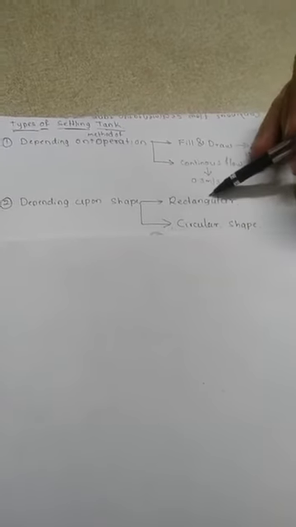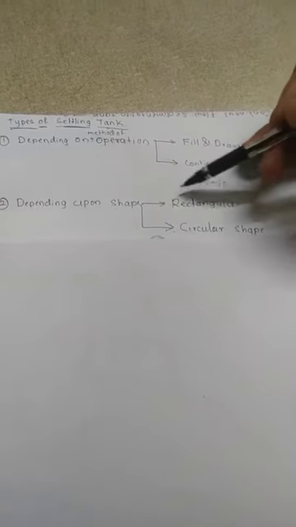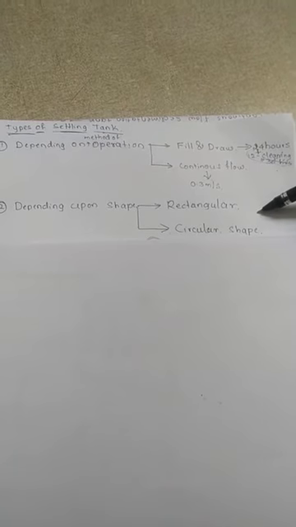The next type is depending upon shape, that is rectangular and circular shape. Regarding this, we are going to study in the next class in detail. We are going to study these two types along with their diagrams.